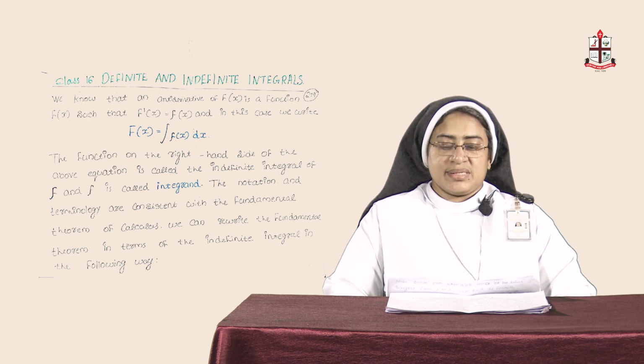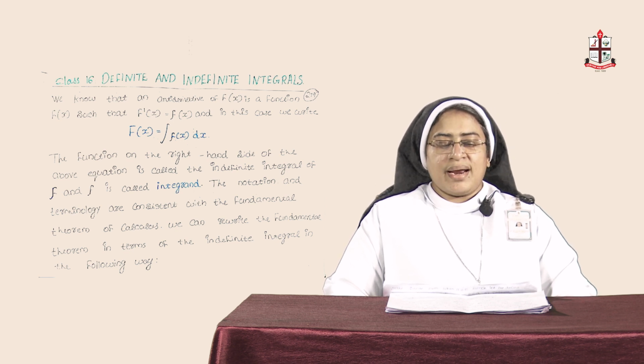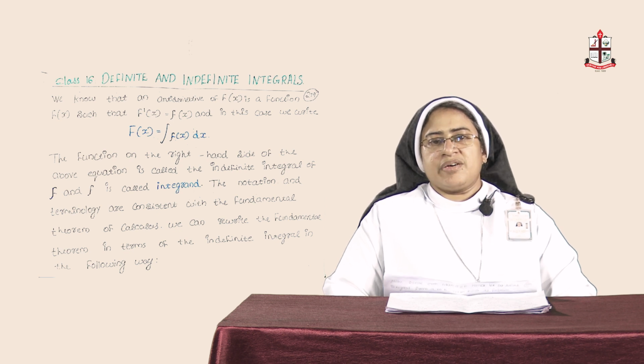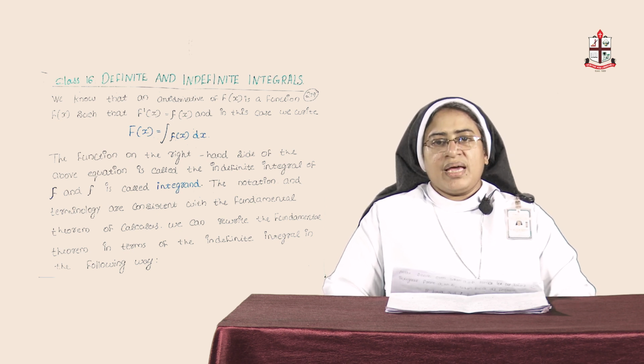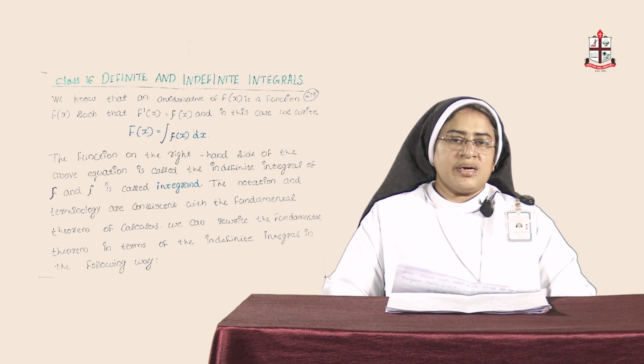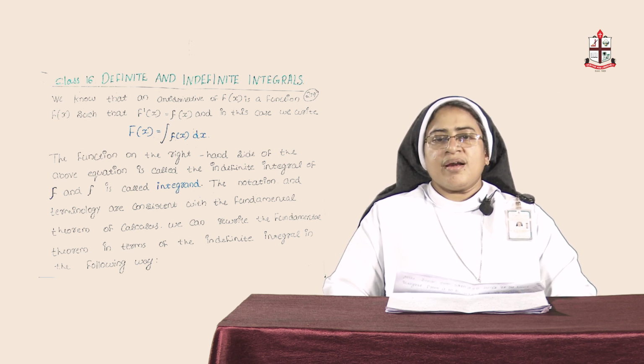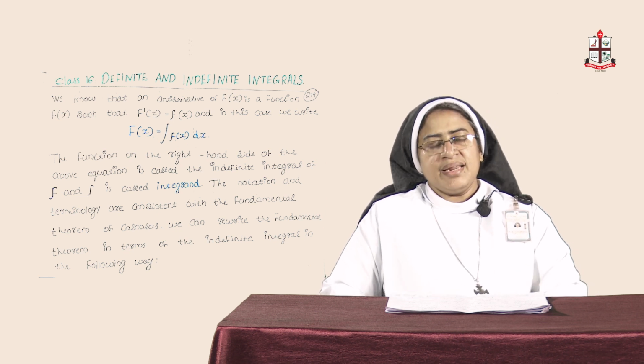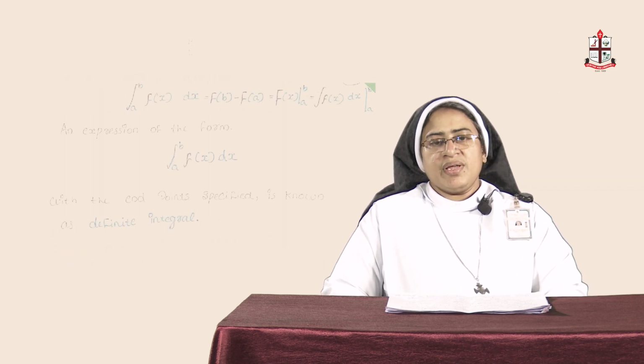The function on the right hand side of the above equation is called the indefinite integral of small f, and small f is called the integrand. The notation and terminology are consistent with our fundamental theorem of calculus which we have learned before. We can rewrite the fundamental theorem in terms of the indefinite integral in the following way. How can we rewrite it?